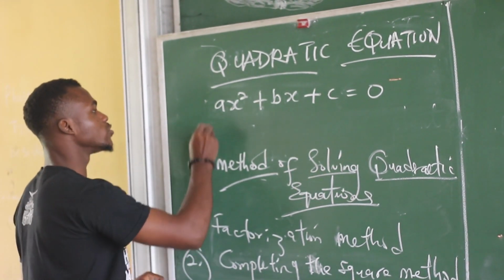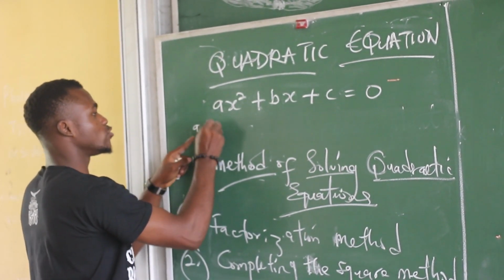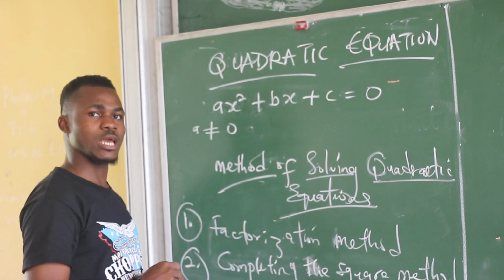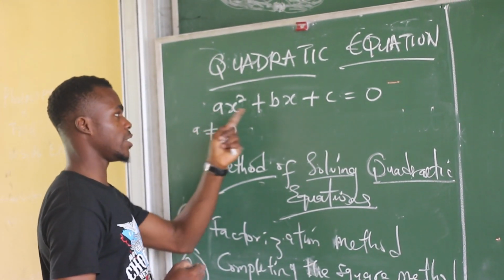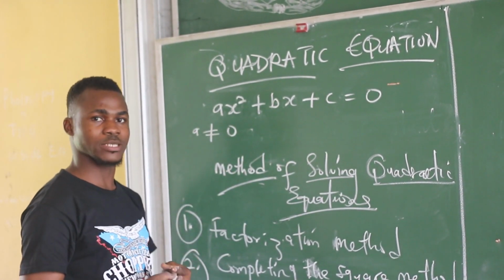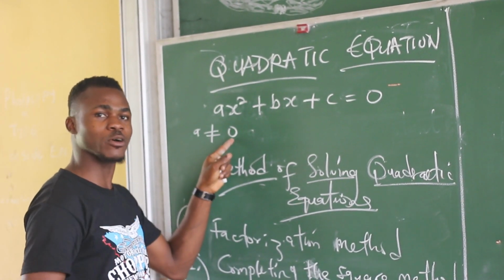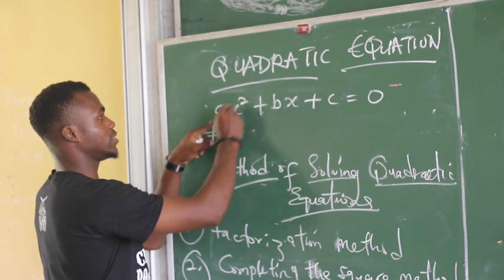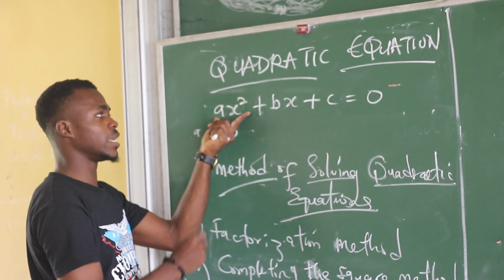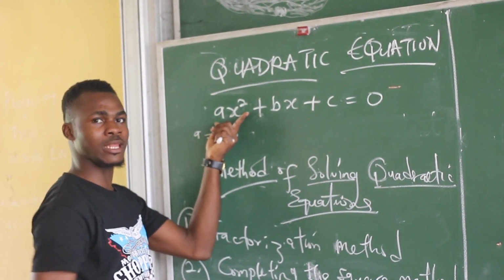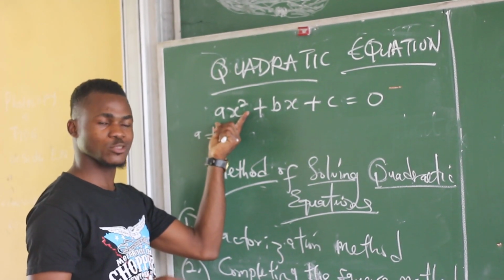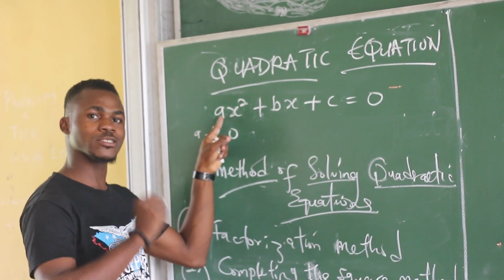So now we have to also note that a should not be equal to what? 0. Where we are representing a, b, c as numbers, okay? So a should not be equal to 0, because if a is equal to 0, that means that everything here will cancel out, making this equation reduce to a linear what? Equation. Okay, so we must make sure that a is not what?